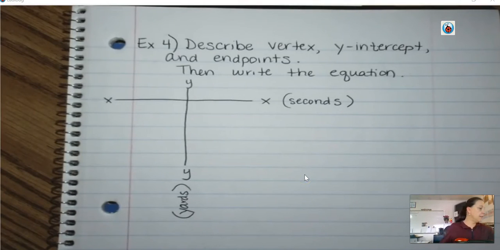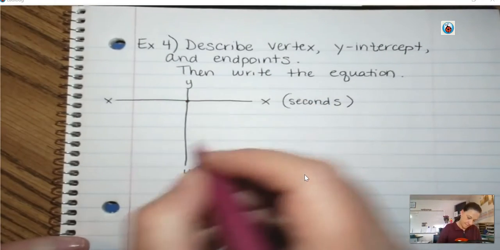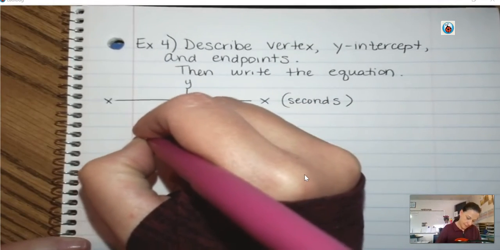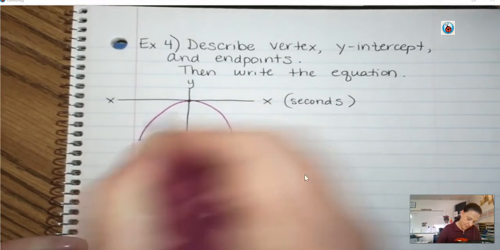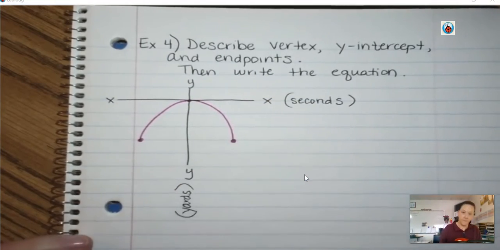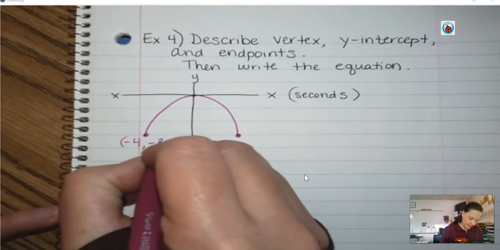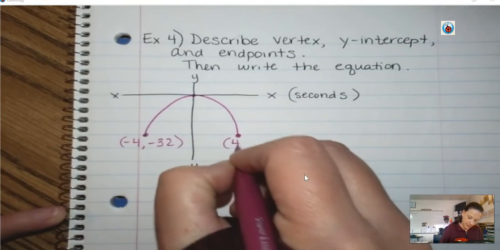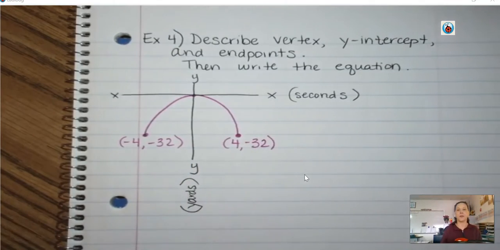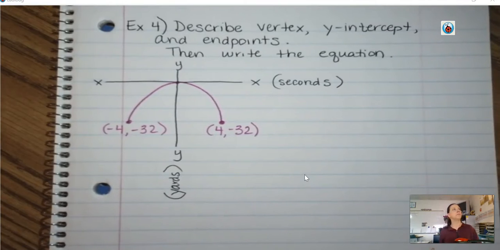In this graph, it doesn't need to be perfect. This point is -4, -32, and then this point is +4, -32. And then I'm going to read the word problem to you.